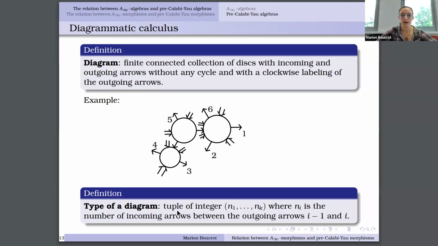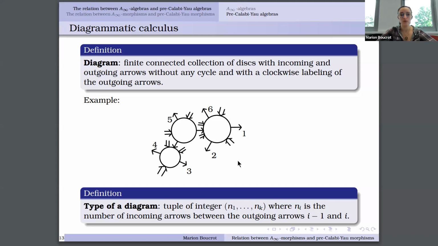So now the type of a diagram is just a tuple of integers. So for example, here we will have 6 integers, n1 to n6. n1 is the number of incoming arrows between the outgoing arrows 6 and 1. n2 will be the number of incoming arrows between 1 and 2. Here we will have to add this number of incoming arrows to this one in order to have all the incoming arrows between the outgoing arrow 2 and the outgoing arrow 3. And so this defines what is the type of a diagram.